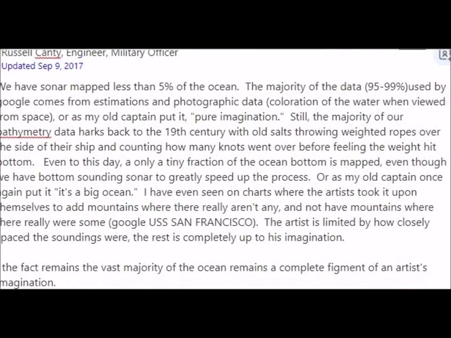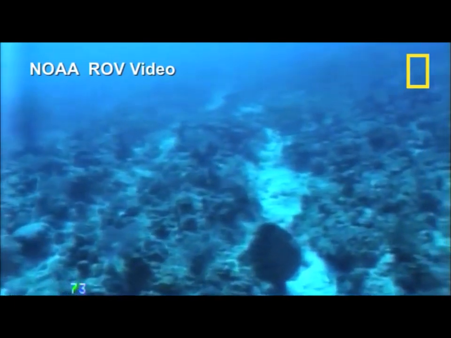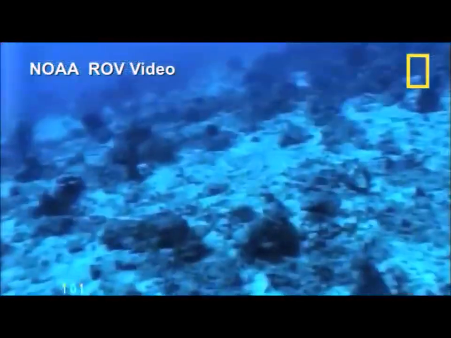Google USS San Francisco. The artist is limited by how closely spaced the soundings were, the rest is completely up to his imagination. The fact remains, the vast majority of the ocean remains a complete figment of an artist's imagination. For the most part, we don't know what lies beneath the surface of our oceans. Most of the waters and ocean floor remain unexplored.